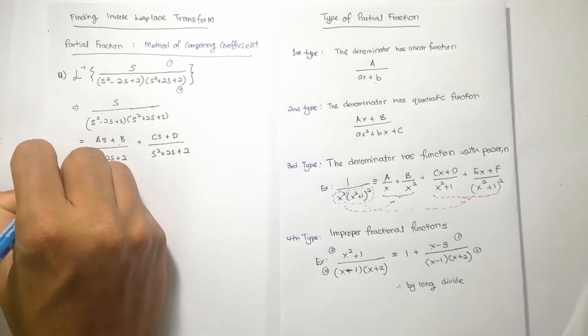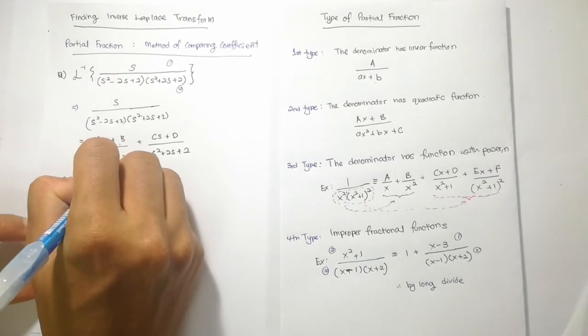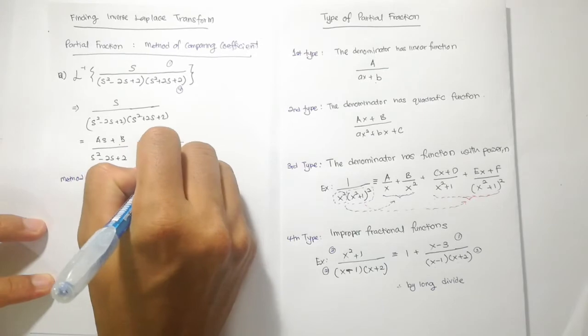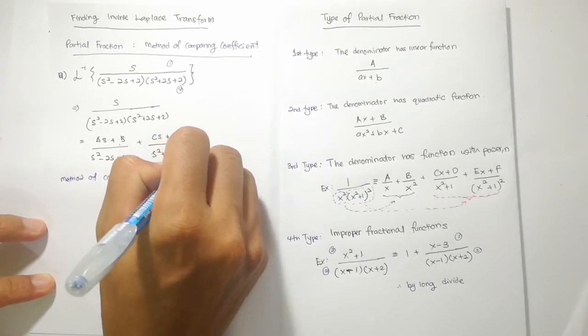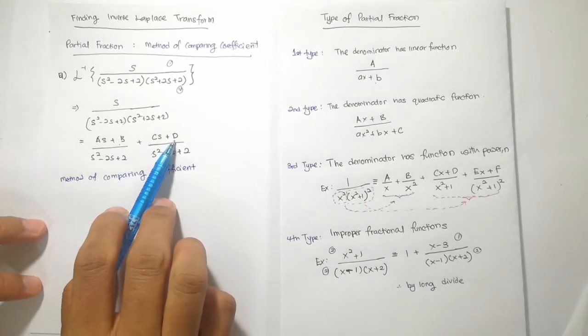So now we will use the method of comparing coefficients to find our values of A, B, C, D.